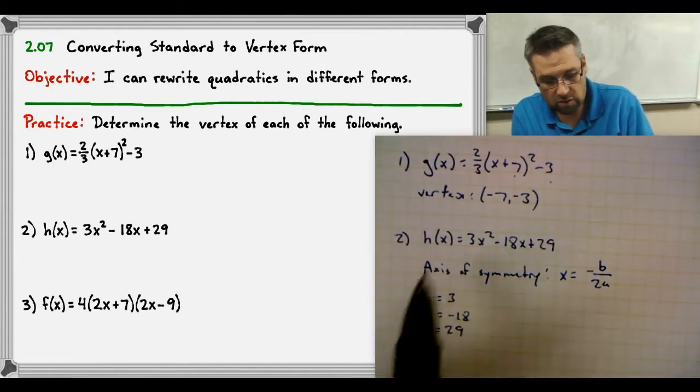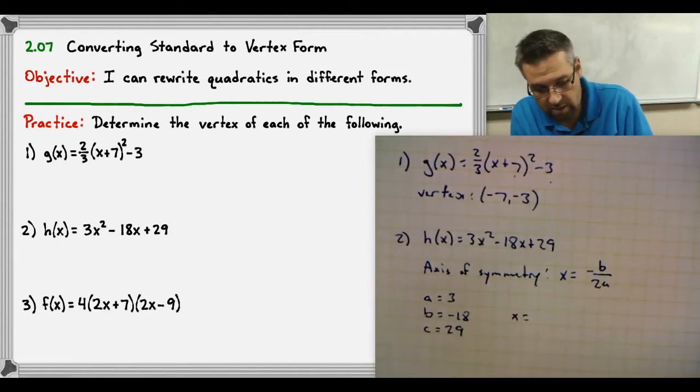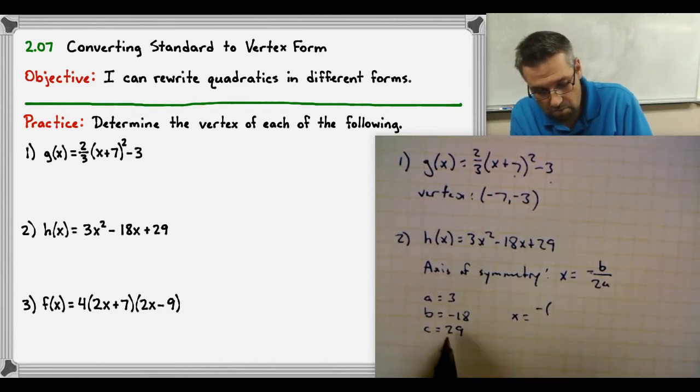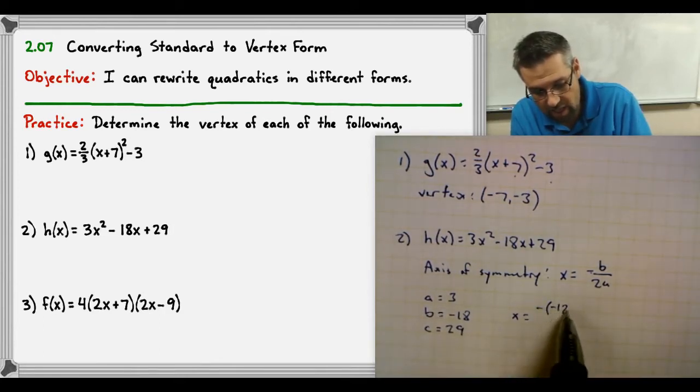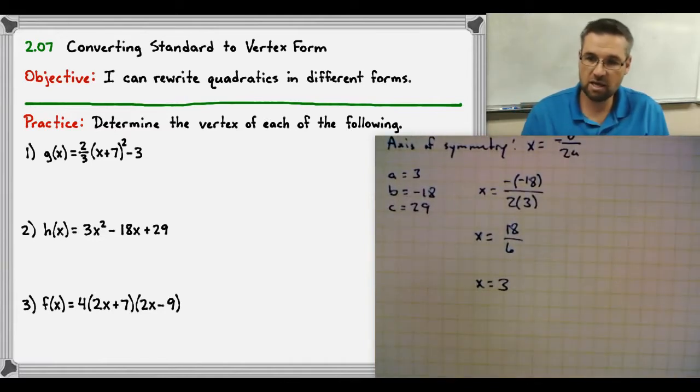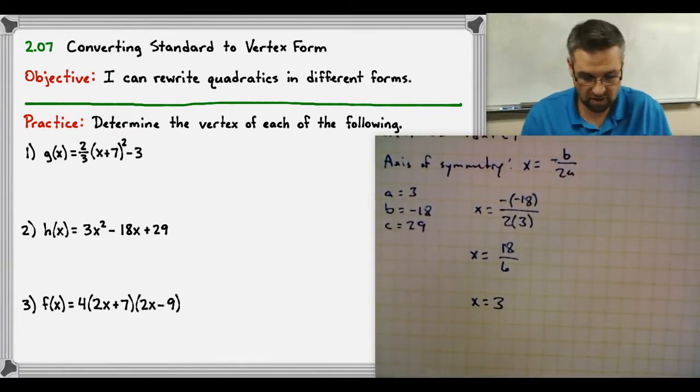And so all we have to do is plug that into our axis of symmetry equation. And so we end up with negative, because that says negative b, b is -18, so -18 over 2 times 3. And then that will simplify to, well, negative is +18, and 2 times 3 is 6. So our axis of symmetry is going to be 3. Okay, that's the first thing we have to do to find our vertex.